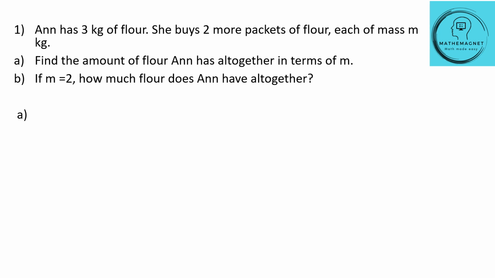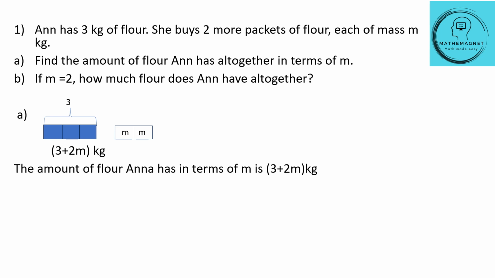So let's start solving question A. We are drawing the bar model. Since Anne has 3 kg of flour, we are doing a bar model of 3 boxes, which is weighing 3 kg. And she is buying 2 more packets and each weighs m kg. So it becomes 2 m's. So to put the equation in terms of m, it becomes 3 plus 2m kg is the amount of flour Anne has altogether.